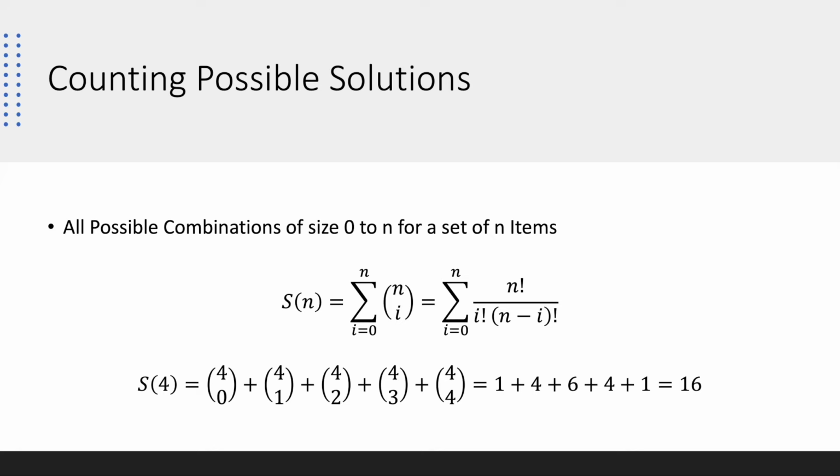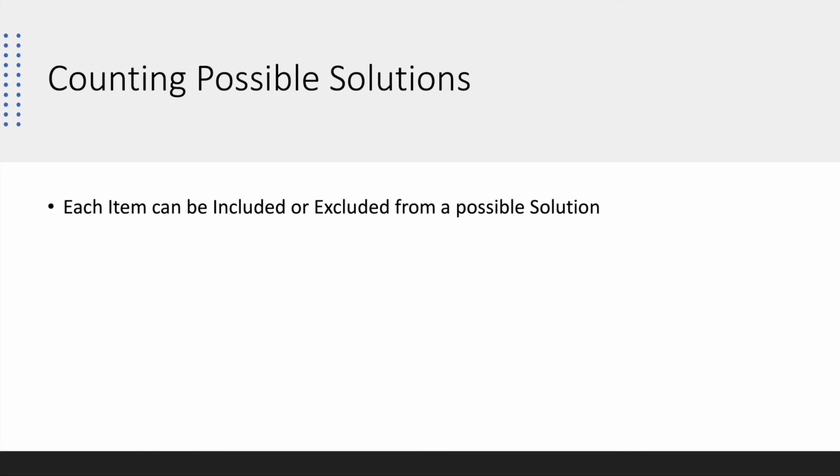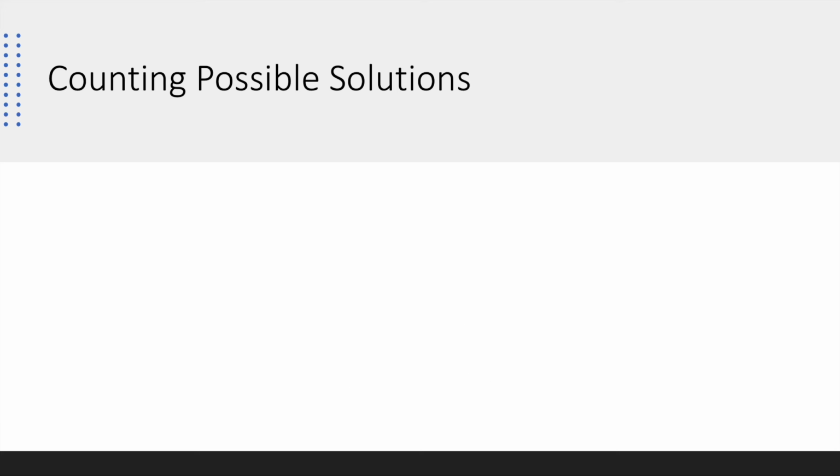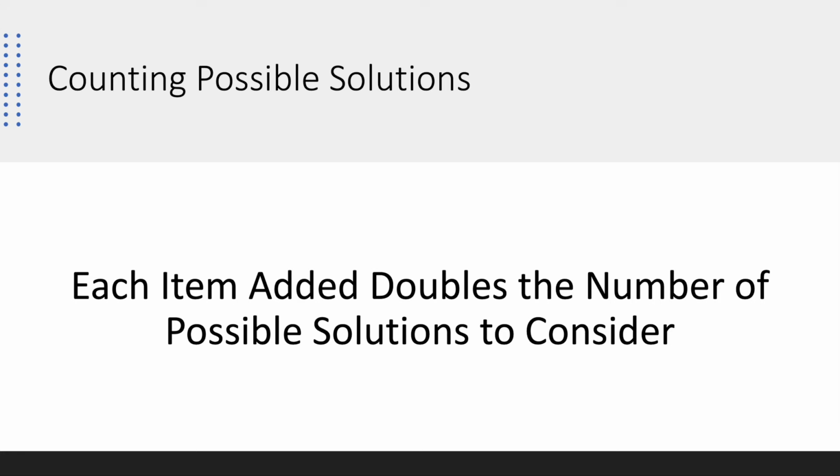There's another way to think about creating combinations, though, that is a little bit easier to wrap your head around. And that is to consider that each item can be included or excluded from a possible solution. That means there's 2 possibilities for each item. So we could say that the number of solutions is equal to 2 to the power of the number of items. We can see that for our example of 4 items, we get the exact same solution as the other method. This also means that each time we add an item, it doubles the number of possible solutions to consider.